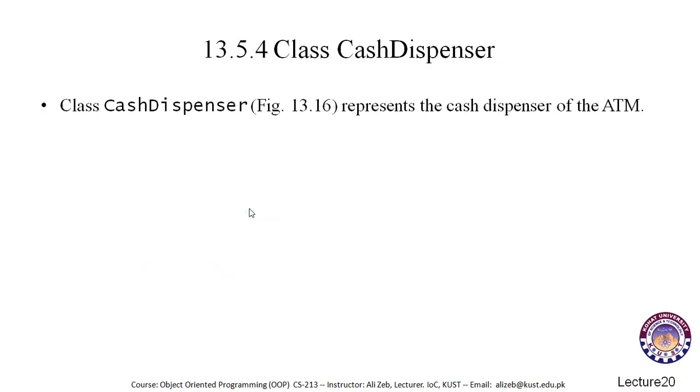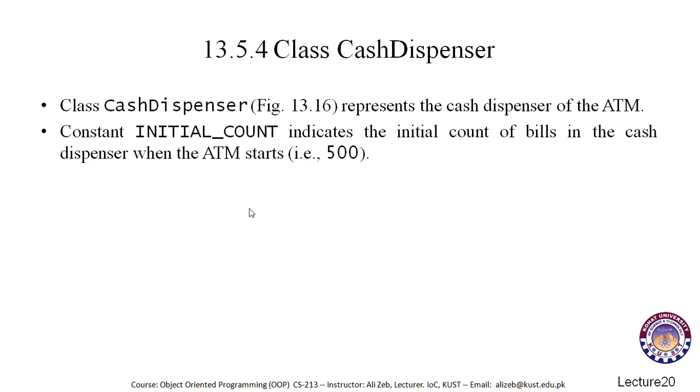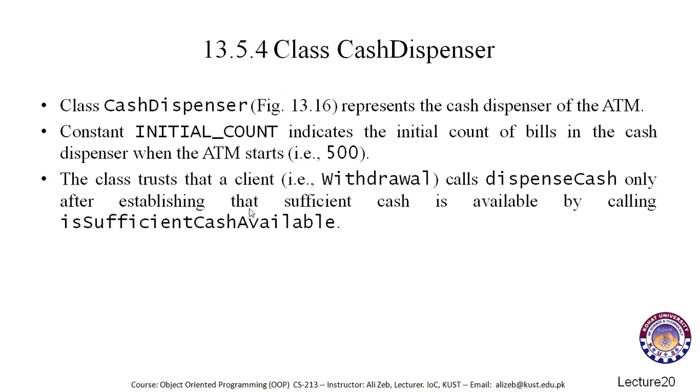The cash dispenser class represents the cash dispenser of the ATM. It will have an initial count that indicates the initial number of notes that the cash dispenser has. The class trusts that a client can call dispense cash only after establishing that sufficient cash is available by calling is sufficient cash available.